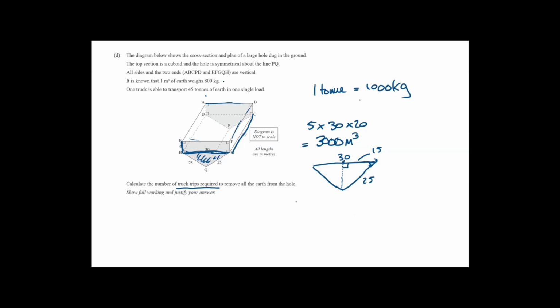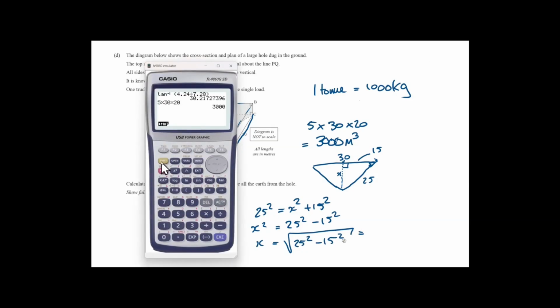Now we can use Pythagoras' theorem. So let's call that x. So 25 squared is going to be equal to x squared plus 15 squared. So x squared is going to be equal to 25 squared minus 15 squared. So x is going to be equal to the square root of 25 squared minus 15 squared. And that's going to give us some number. So let's take the square root, and then we need to put brackets, especially in these Casio calculators, minus 15 squared, close the brackets, and we get 20.